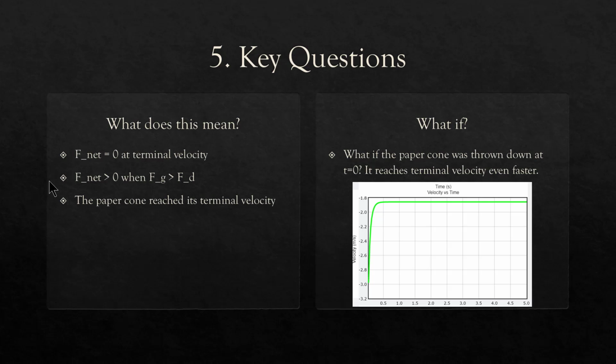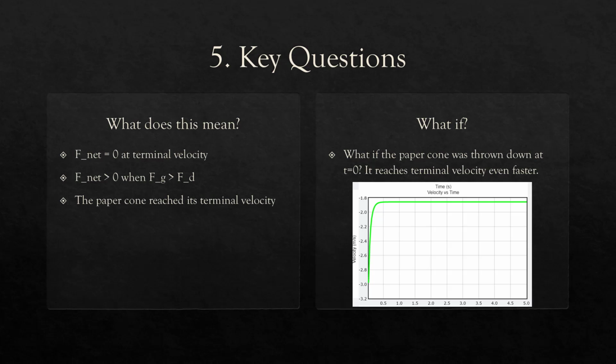Let's answer some key questions about this experiment. First, what does this mean? F net equals 0 at terminal velocity, because when the force of drag cancels with the force of gravity, our net force is 0, which means that the velocity will remain constant. F net is only greater than 0 when the force of gravity exceeds the force of drag, which only lasts for a short duration of time at the beginning of the experiment. And finally, the paper cone reached its terminal velocity.